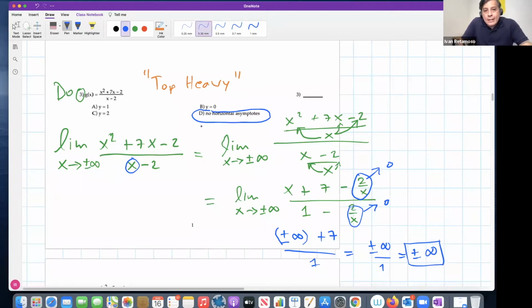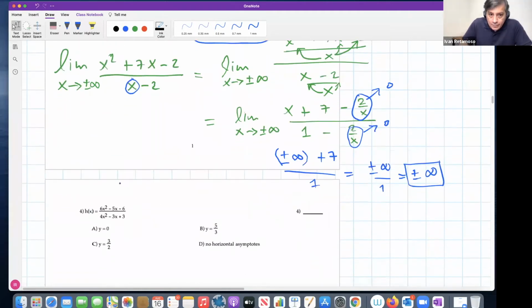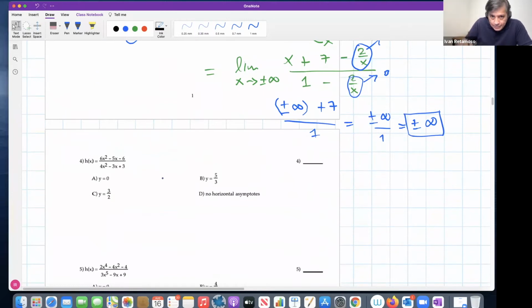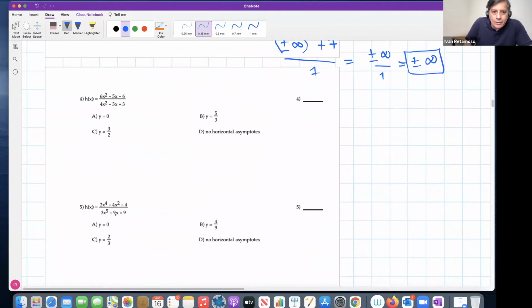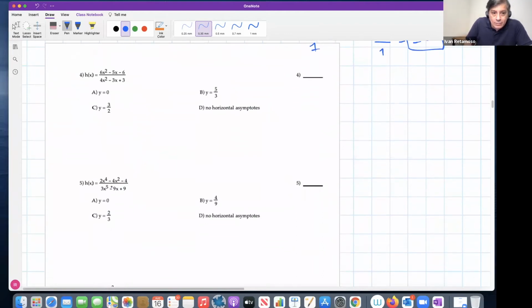Now, mathematicians realized that for top-heavy rational functions, there is no horizontal asymptote. So if you are getting a top-heavy rational function, no horizontal asymptote. Indeed, they have a different type of asymptote that I will explain to you next. Right, this is equally heavy, top-heavy. We know that this one is not top-heavy, it's bottom-heavy.